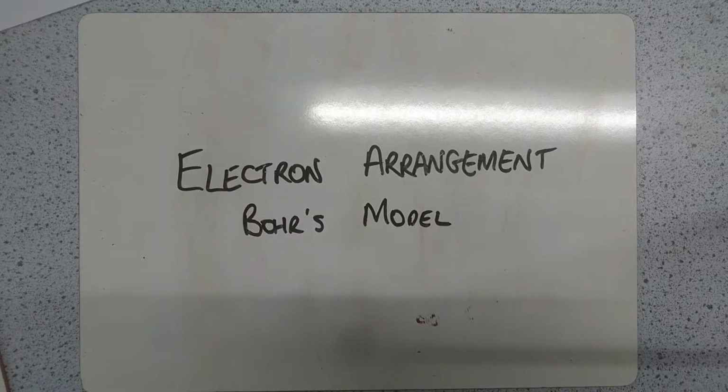Okay, in this video we're going to be looking at electron arrangements. This is how electrons are arranged around in an atom. Specifically, we're going to be looking at Bohr's model.